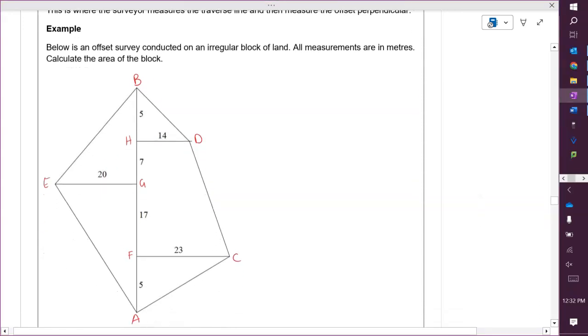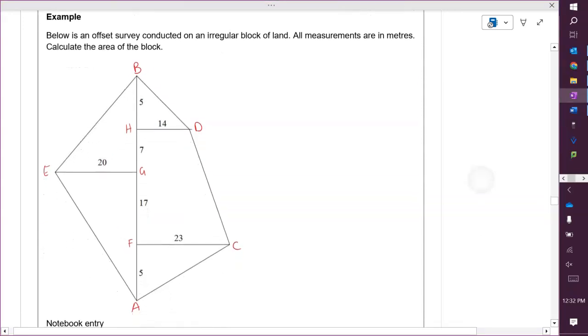So what you can see here is an irregular block of land. All the measurements are in metres and we need to calculate the area. So what I've done here is firstly labelled all of our points or our edges of our irregular shape. So the first thing we always do is we go up and down the middle with A and B. It doesn't matter if you go top to bottom or bottom to top. And then work your way around and label through the alphabet. So every little meeting of lines has a letter attached to it.